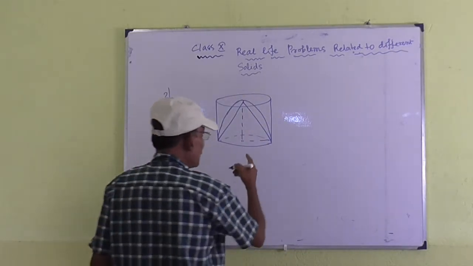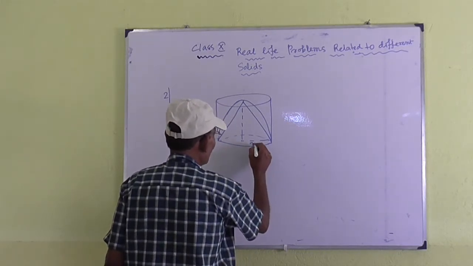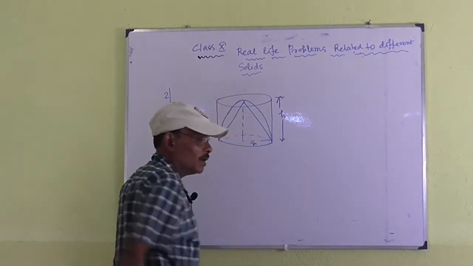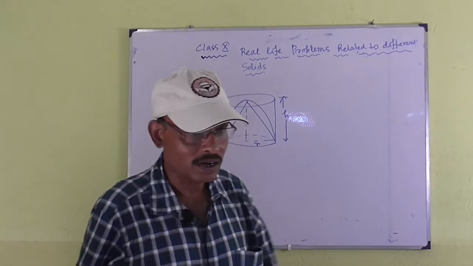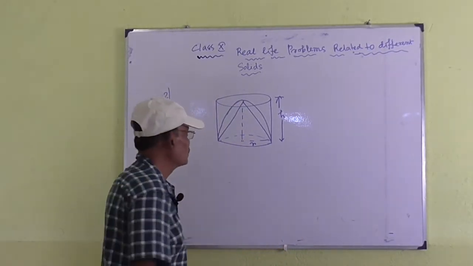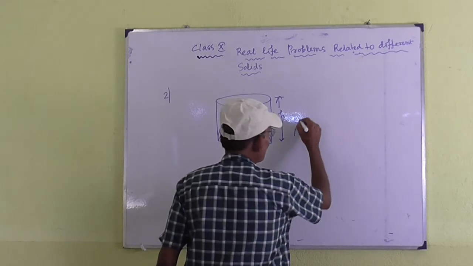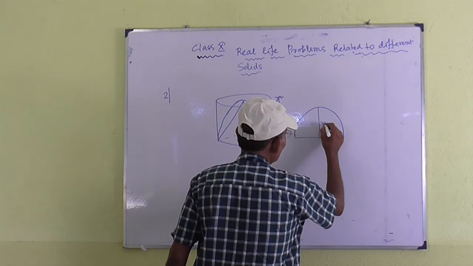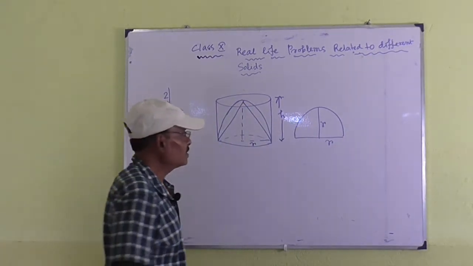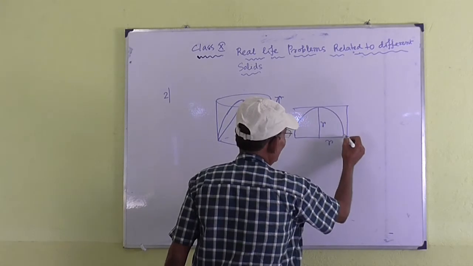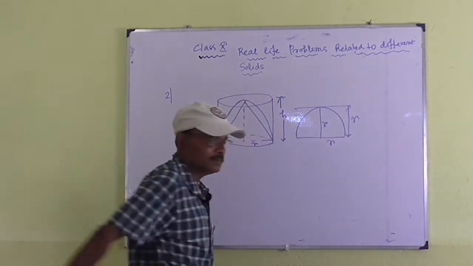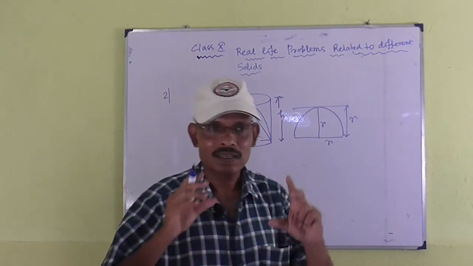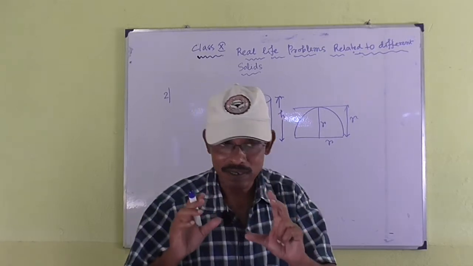Now, this is R and this is H, but we have to find the relation between H and R. Since it is a hemisphere, this is R, so this is R. Clear? And this height must be R. So, we have the relation between the height and the radius.